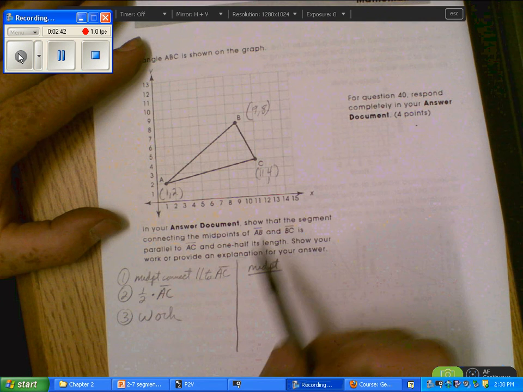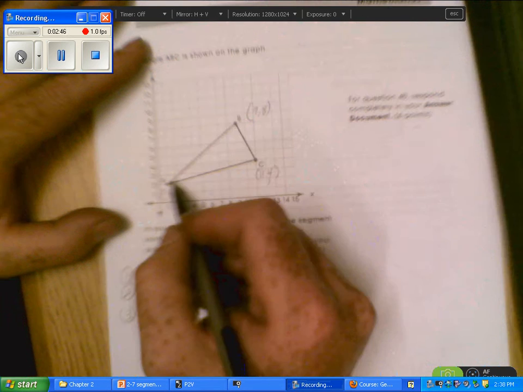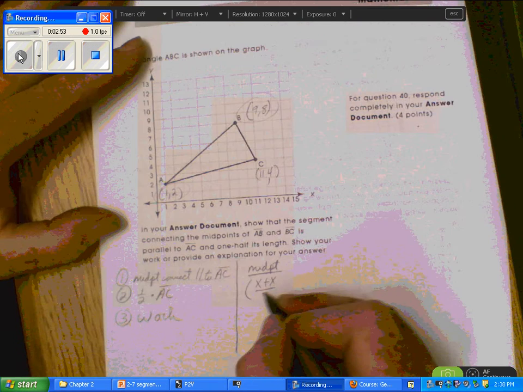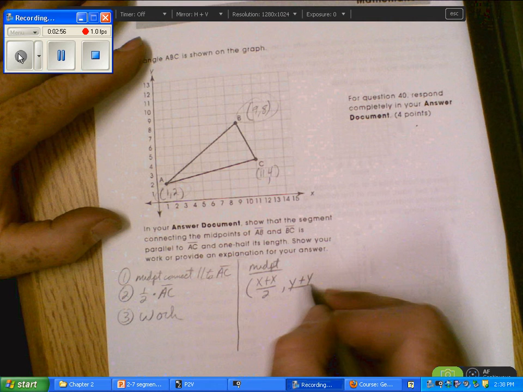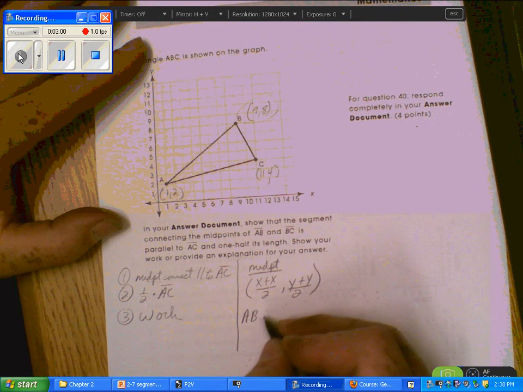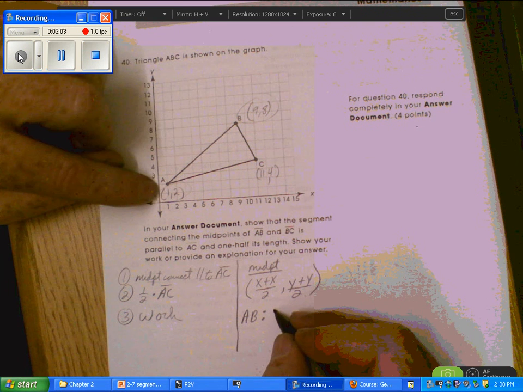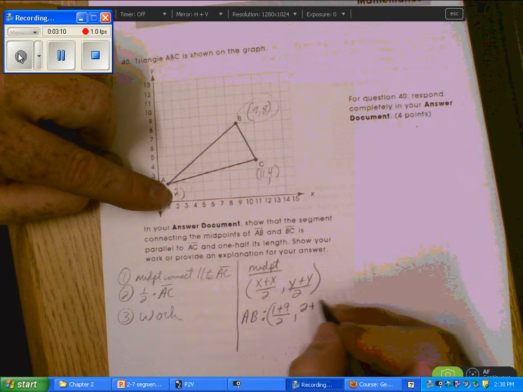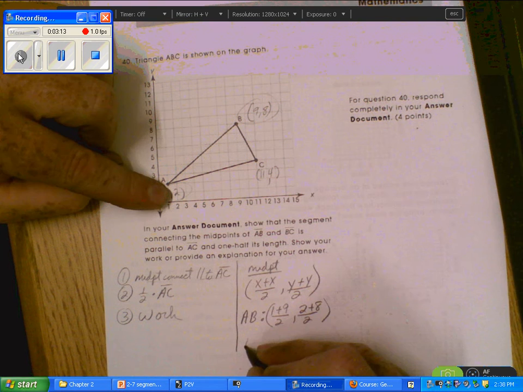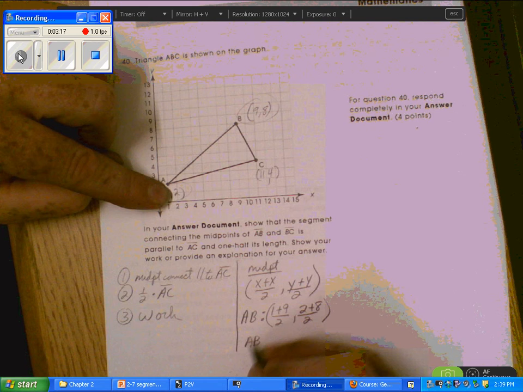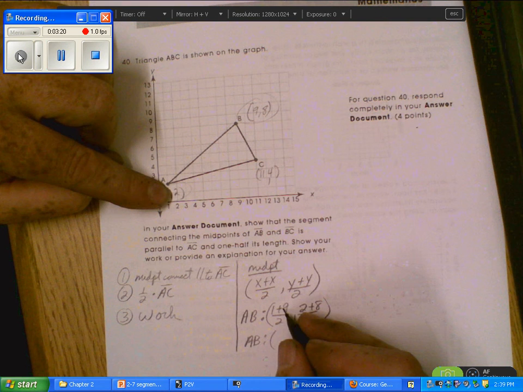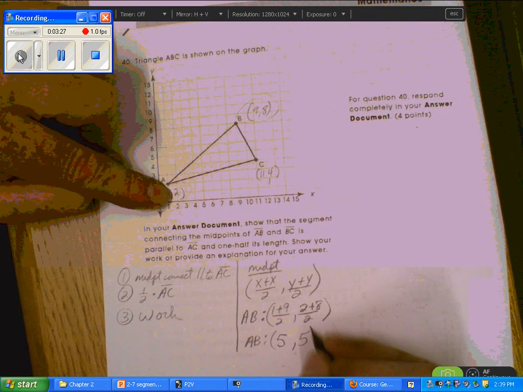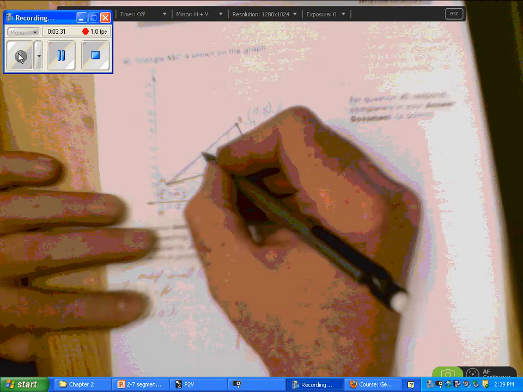Now we want to find the midpoint of segment AB. So we use these two coordinates in the midpoint formula. Add the x's together, divide by 2. Add the y's together, divide by 2. So for the midpoint of AB, that's 1 plus 9 divided by 2, and 2 plus 8 divided by 2. That's 10 divided by 2, which is 5, and 10 divided by 2, which is 5. So the midpoint of AB is 5, 5, which would be right there.